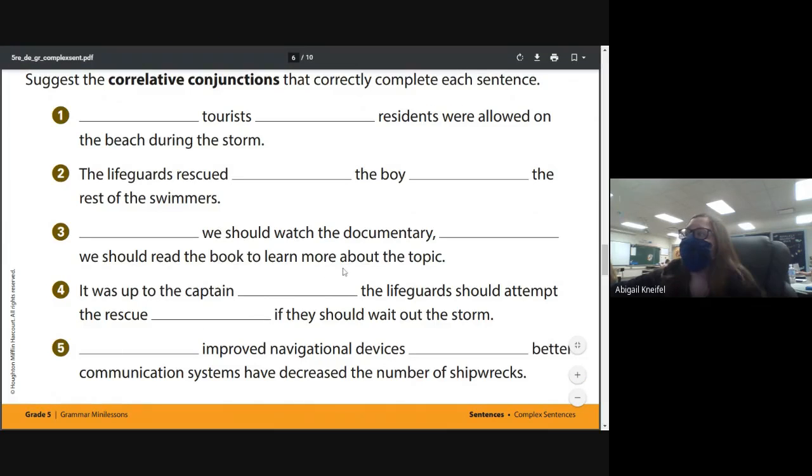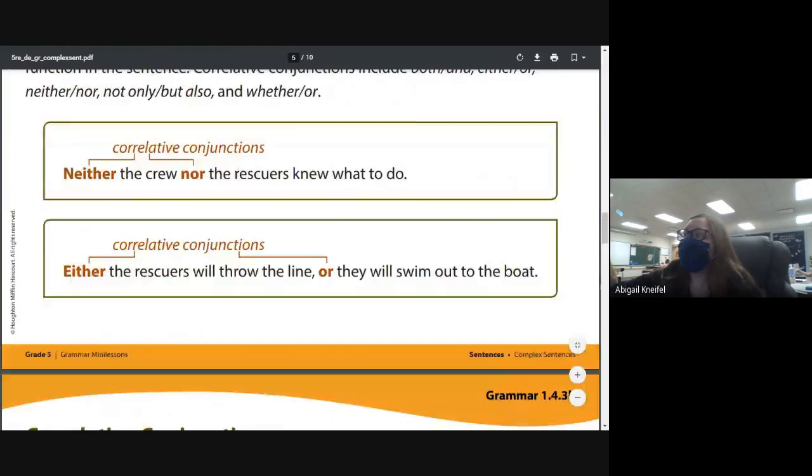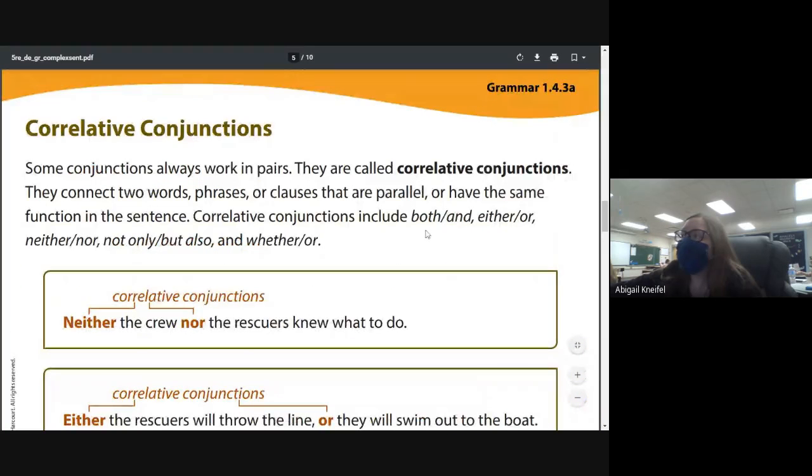The lifeguard rescued both the boy and the rest of the swimmers. The lifeguard rescued either the boy or the rest of the swimmers. The lifeguard rescued neither the boy nor the rest of the swimmers. The lifeguard rescued not only the boy, but also the rest of the swimmers. Or the lifeguard rescued whether the boy or the rest of the swimmers.